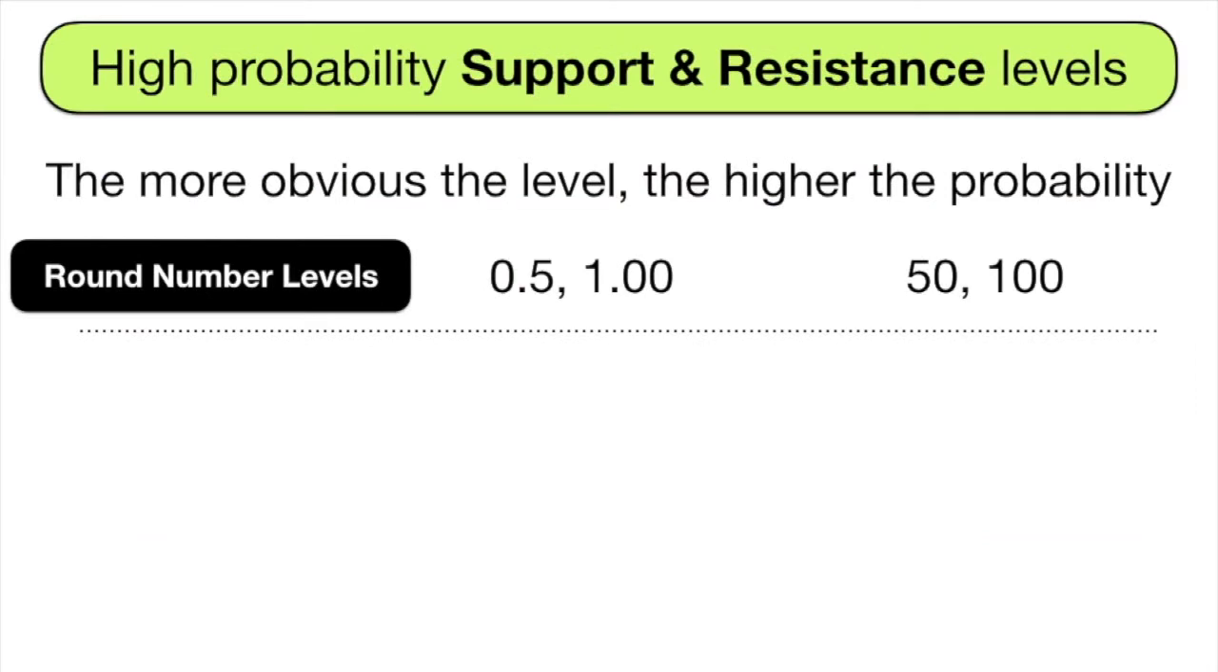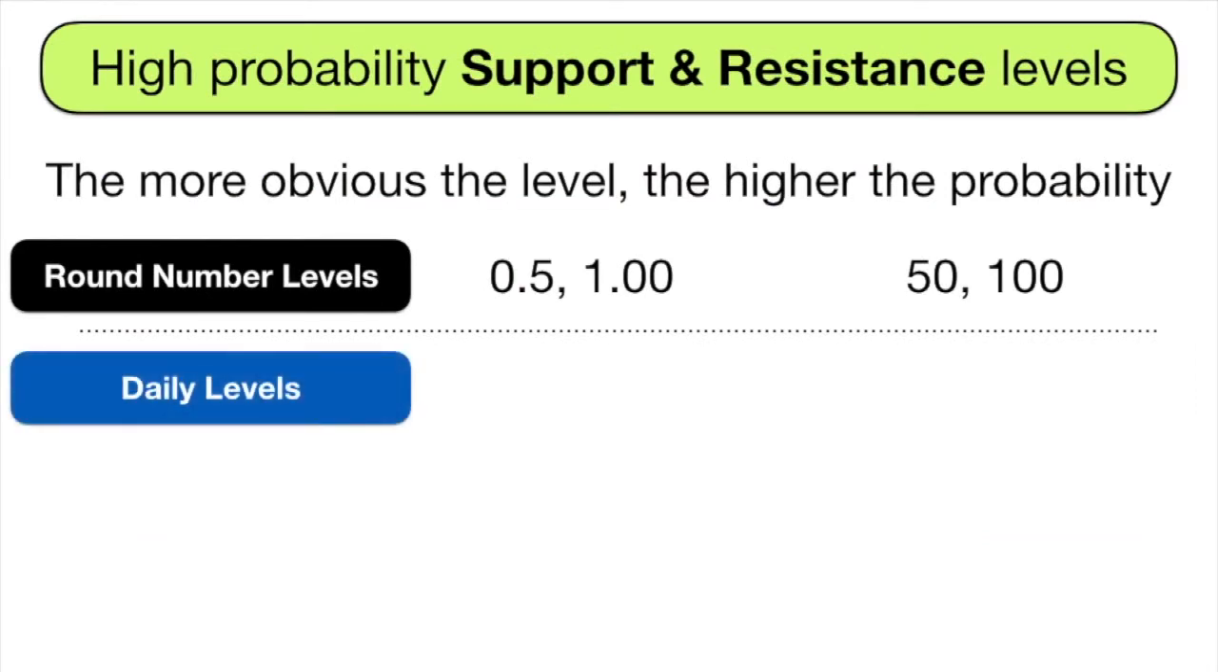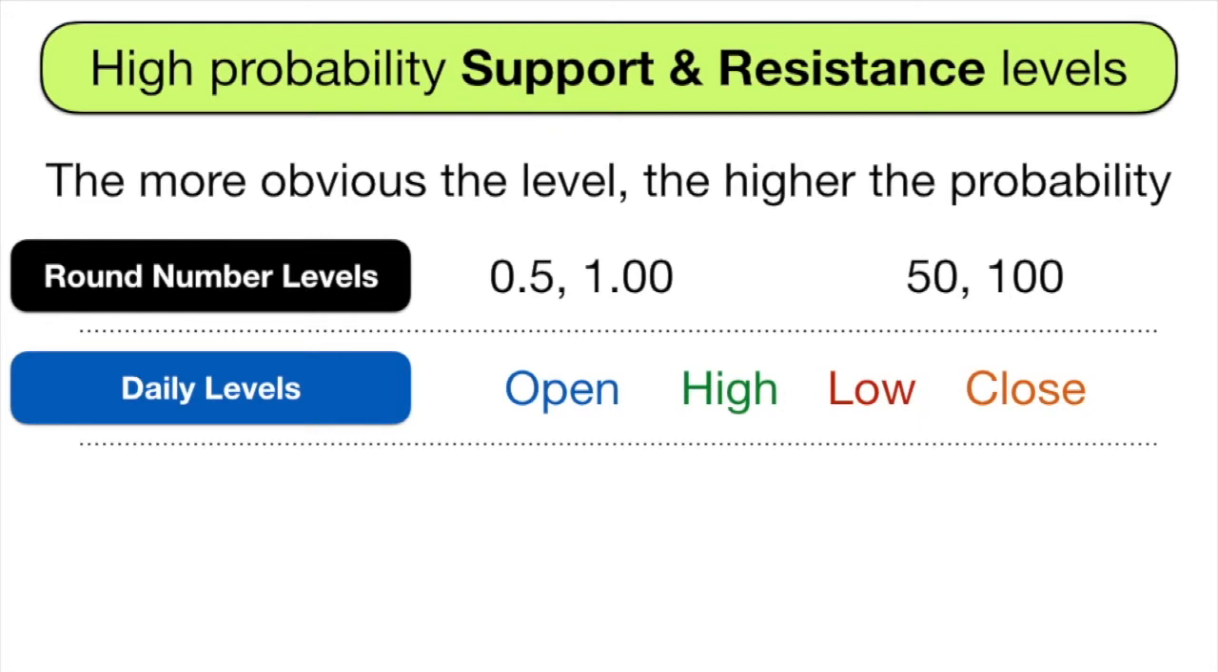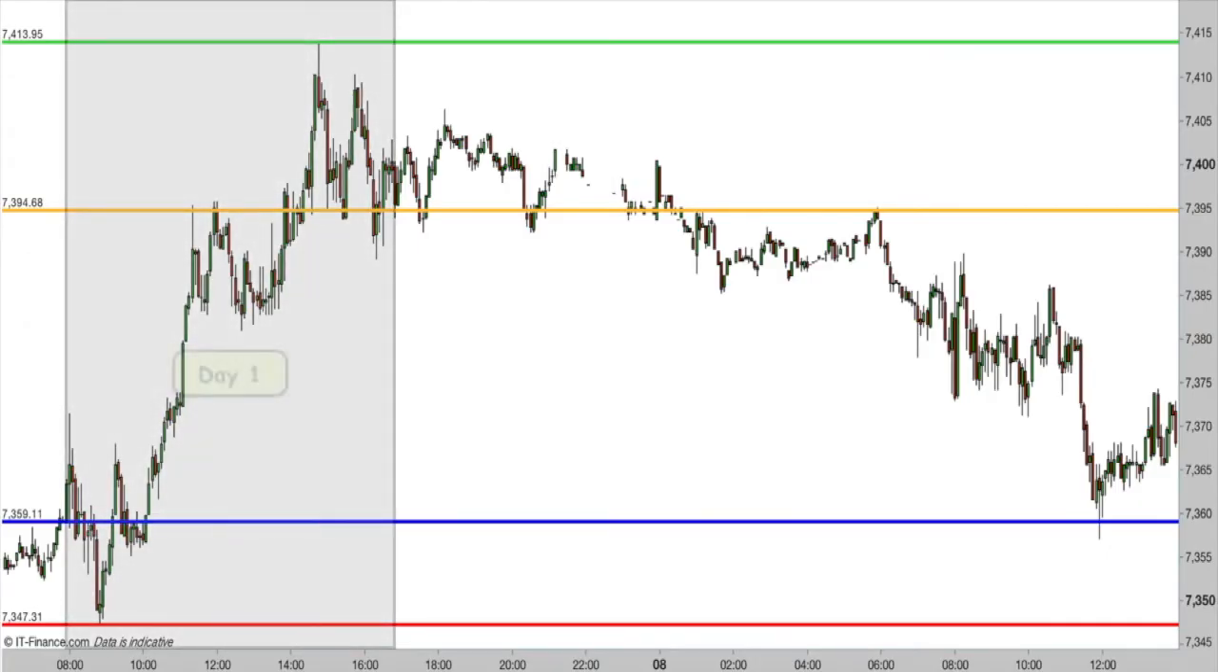When you're day trading, the open, the high, the low and the close of the previous day's session are important support and resistance levels. These are referred to as the daily levels. So the market open, the high, the low and the close levels of the previous trading day, and they can play an important part in the following day's session.